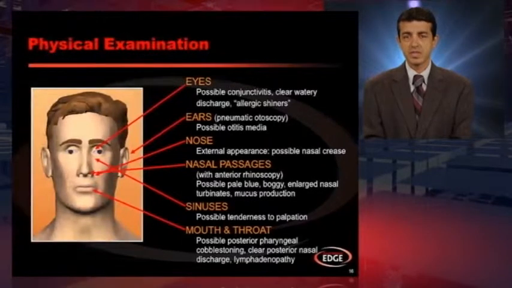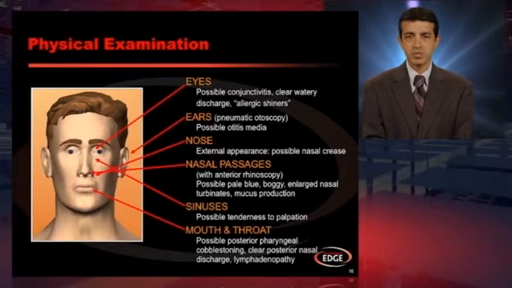The physical exam, here on the slide you see some of the common manifestations. For non-nasal symptoms, people get ocular allergic conjunctivitis, clear watery discharge. In the ears, there may be possibility of underlying associated otitis media. The nose, obviously, you see swollen, pale, boggy turbinates. Posterior pharynx, you may see cobblestoning. There may be sinus tenderness to palpation, but that's not an overly sensitive marker.